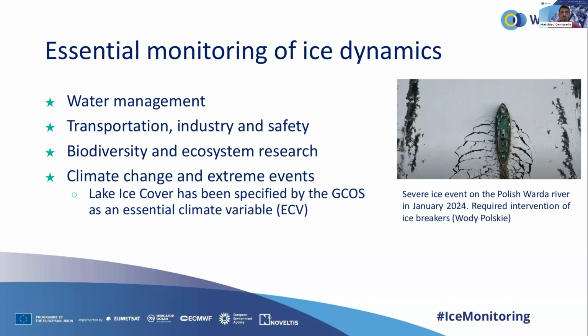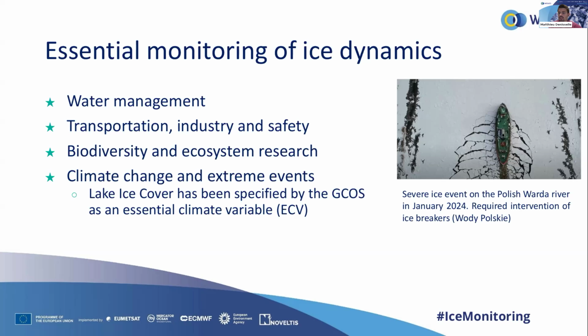Then we can talk about biodiversity and ecosystem. Obviously, seasonal ice cover has direct and also indirect effects on flora and fauna. And finally, we can talk about climate change because the lake ice cover has been identified by the GCOS as an essential climate variable.